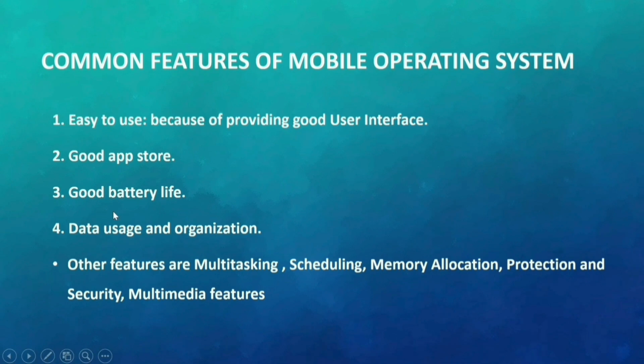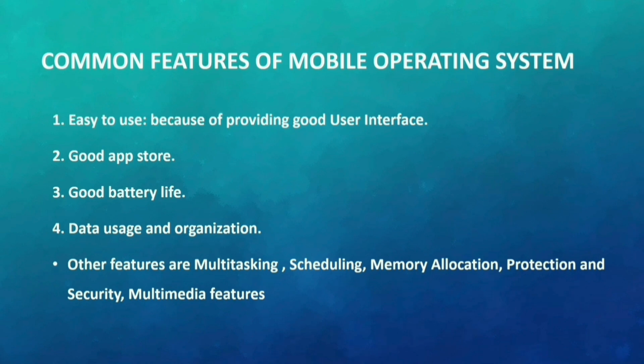Then, good battery life. A mobile OS requires powerful processors, sensors, etc. Therefore, the battery holds a very important role. Therefore, a good battery backup is very essential. Then, data usage and organization. An operating system should focus on controlling the data and the network usage. It should keep the limit and requirement in focus.